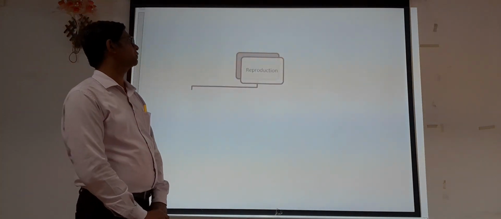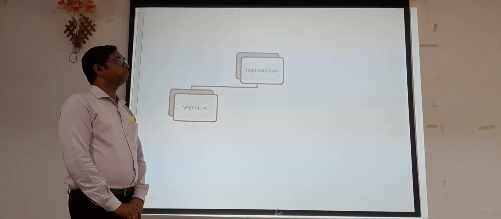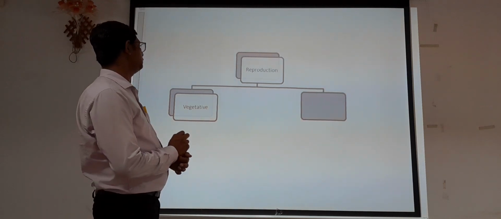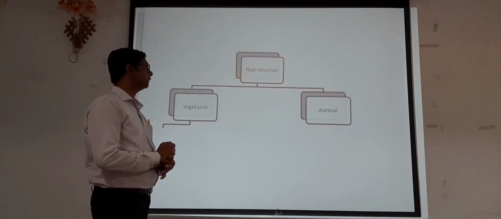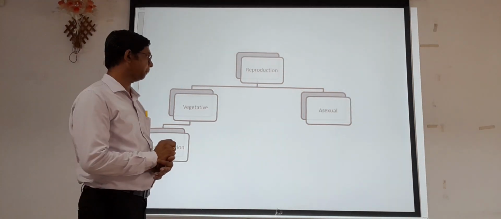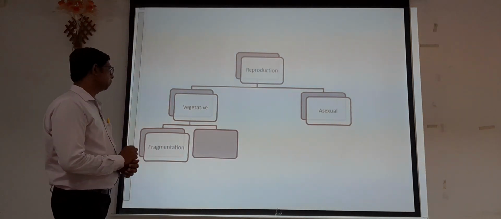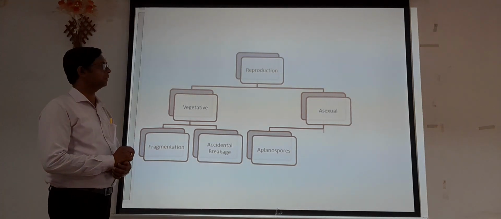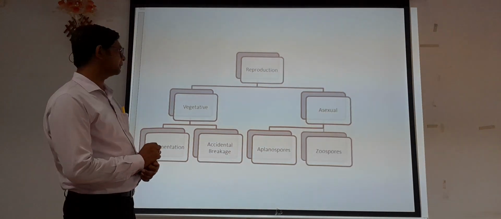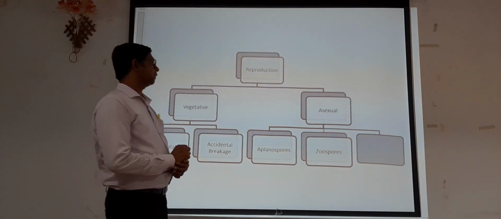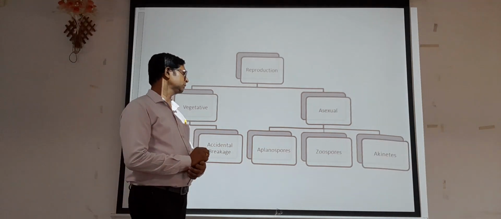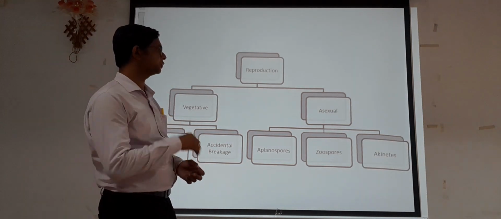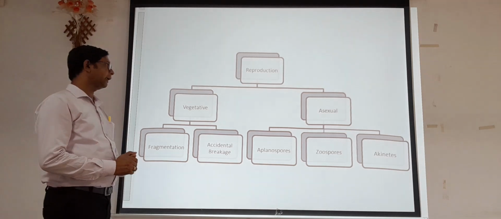So in today's lecture we are going to talk about reproduction in Vaucheria. Basically, reproduction in Vaucheria is of types: vegetative and asexual. Vegetative includes fragmentation and accidental breakage of the thallus, and in asexual reproduction there is production of three spores: aplanospores, zoospores and akinetes.